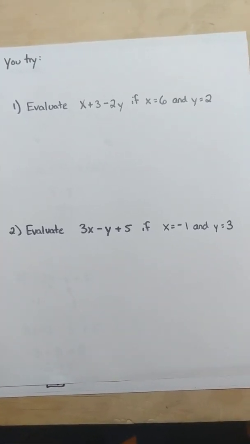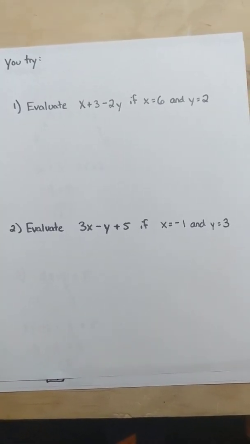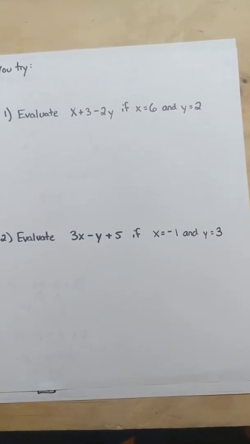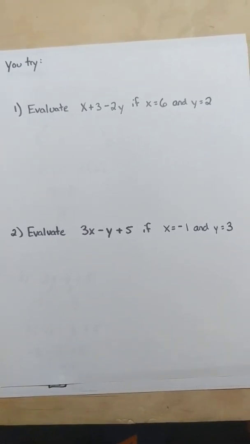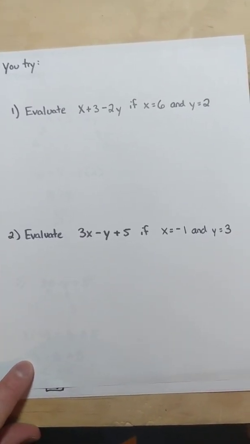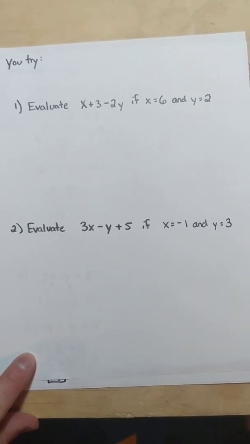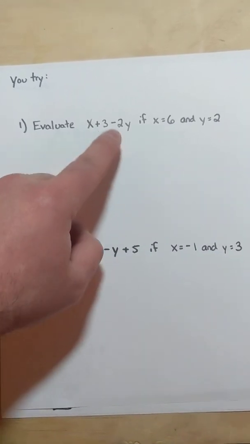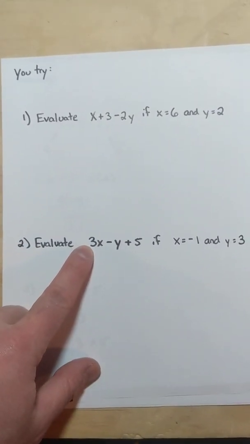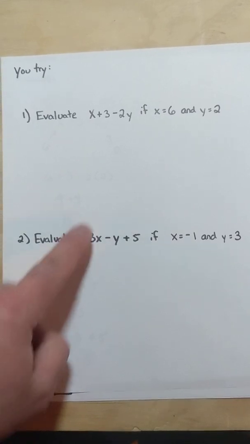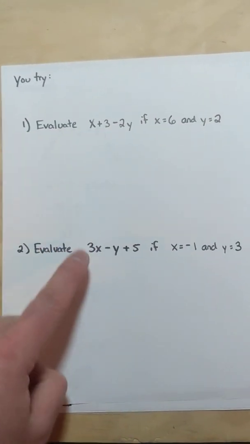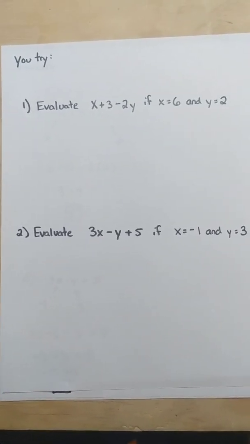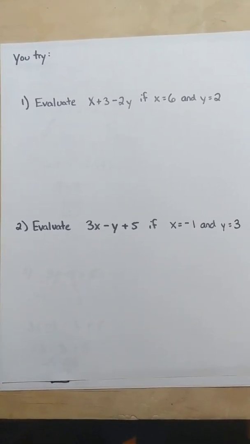Here are 2 problems I'd like you to try. The first is please evaluate x plus 3 minus 2y if x equaled 6 and y equaled 2. The second is to evaluate 3x minus y plus 5 if x equals negative 1 and y equals 3. Now in both of these situations, having that coefficient of negative 2 and of 3, I can assume that that's multiplication. So this is negative 2 times y, and that's 3 times x. So go ahead and try these 2 problems, write them down, and be ready to submit them at the end of this presentation.